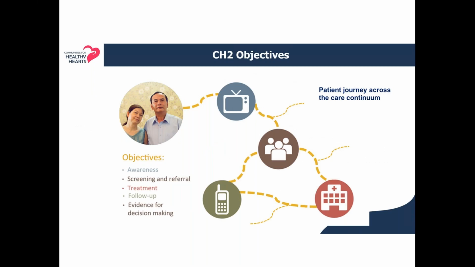So Communities for Healthy Hearts is founded on 5 key objectives. The first 4 really focus on the patient journey across the care continuum. So the first objective has everything to do with increasing hypertension awareness and awareness around cardiovascular disease risk factors in the community. The second objective focuses on increasing screening for hypertension and referrals in the community. The third focuses on increasing the quality and access to treatment both in the public and the private sector.